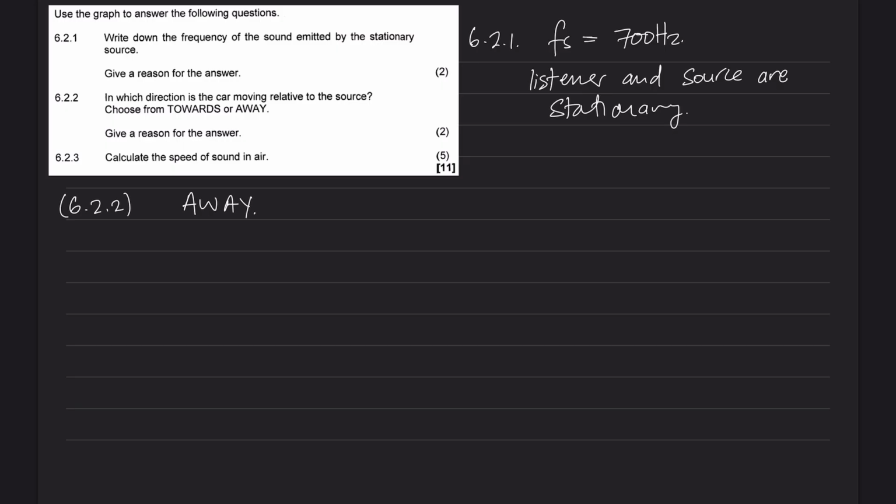And why is it away? Because the frequency of the listener is less than the frequency of the source. If they were moving toward each other, then the frequency would be higher.